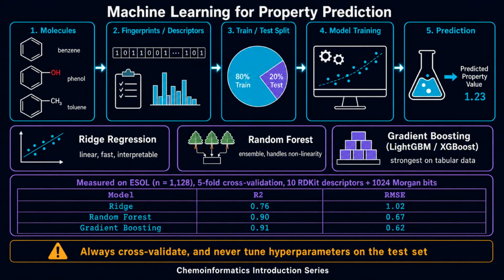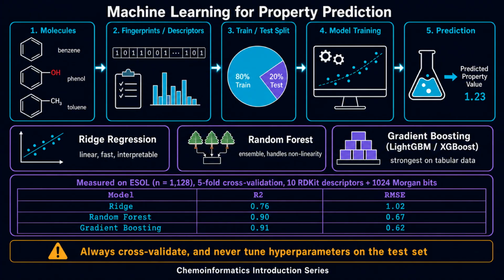Once we have molecular descriptors or fingerprints, we can apply machine learning. The pipeline starts with converting molecules to feature vectors, then splitting into training and test sets, training a model, and evaluating predictions. Ridge regression is a good starting point. It's fast, interpretable, and works well when relationships are approximately linear. Random forest handles nonlinear relationships better by combining many decision trees. LightGBM and XGBoost use gradient boosting for state-of-the-art performance on tabular data.